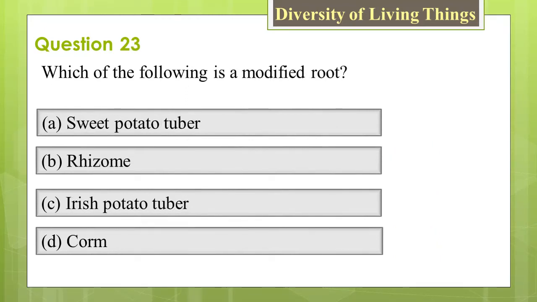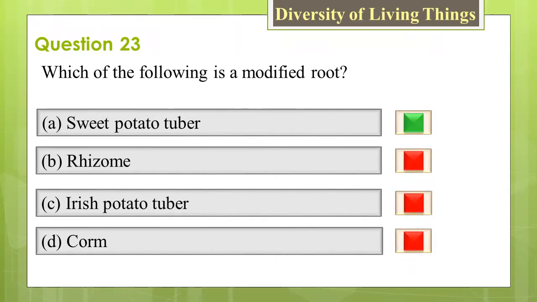Question 23. Which of the following is a modified root? A. Sweet potato tuber. B. Rhizome. C. Irish potato tuber. D. Corn. Which of the following is the correct alternative? The correct alternative is A. Sweet potato tuber.